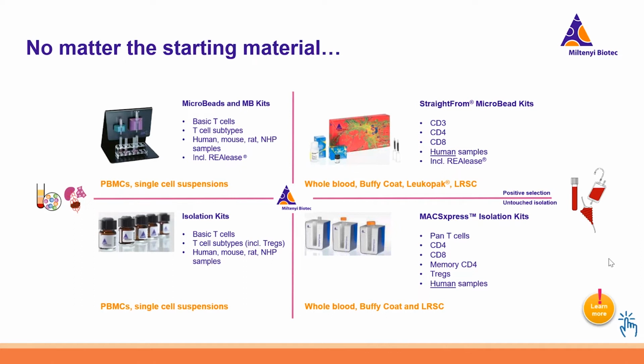As fourth separation variant, we offer MACSxpress isolation kits. Also here, human Tregs, pan T cells, as well as CD4 and CD8 subsets, and even CD4 memory T cells can be isolated directly from whole blood and blood products without the need for density gradient. This time, however, it is an untouched cell isolation approach. MACSxpress is the fastest and most uncomplicated manual cell separation approach.